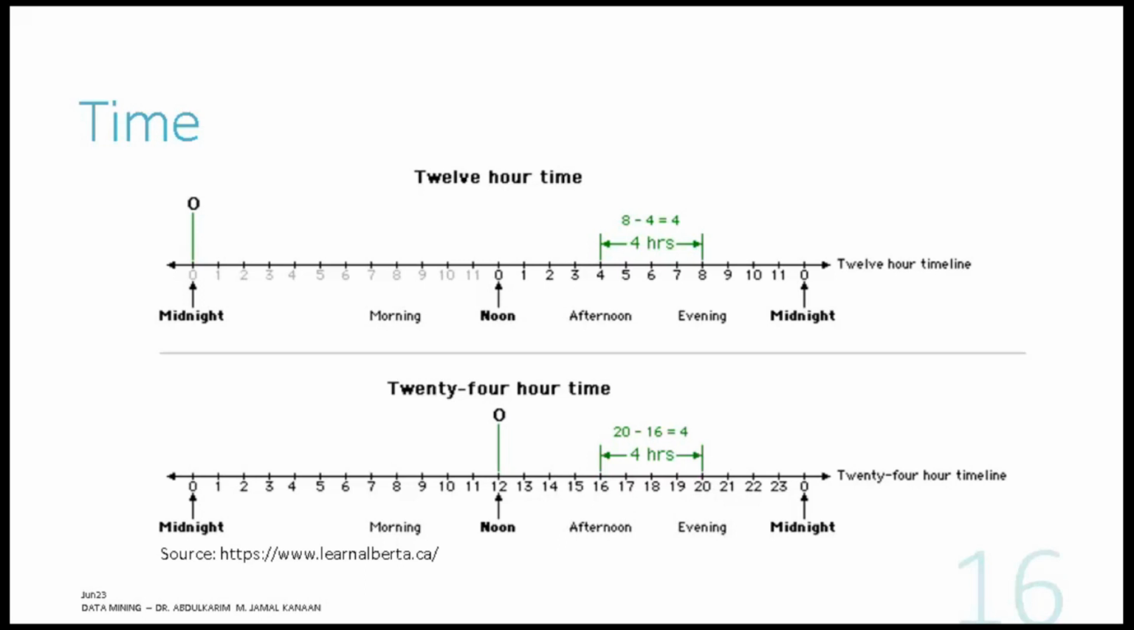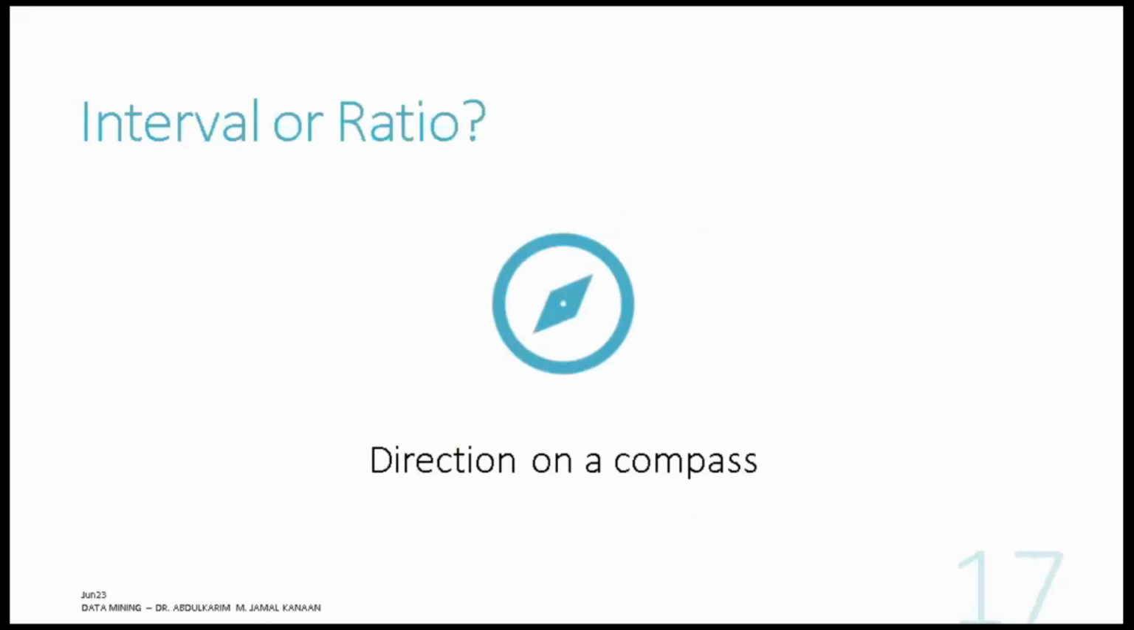That means this is interval, right? Because ratio has to have the true zero. True zero must be meaningful. But in time, if we say the time is zero, it doesn't mean that we are in the space of no time, correct? Like the direction of a compass. It doesn't mean that if we have zero, there is no direction. Now we are lost in this universe. So the compass, we already discussed, is interval.